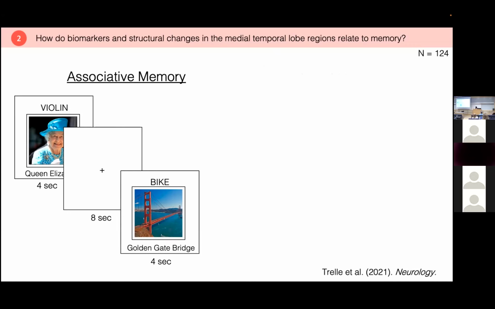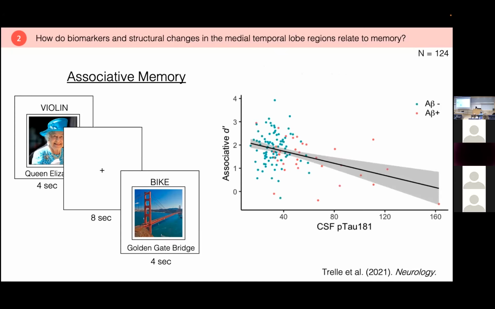And so one big question that we had was, how does p-tau relate to performance on this task? What you can see is that with increasing CSF p-tau, performance, measured as associative d prime, decreases. So as expected, older adults do perform more poorly when they have increased levels of p-tau. And just for visualization purposes, we've also split up the participants into amyloid negative and amyloid positive. And you can see it's the amyloid positive, tau positive participants that are really driving this correlation.